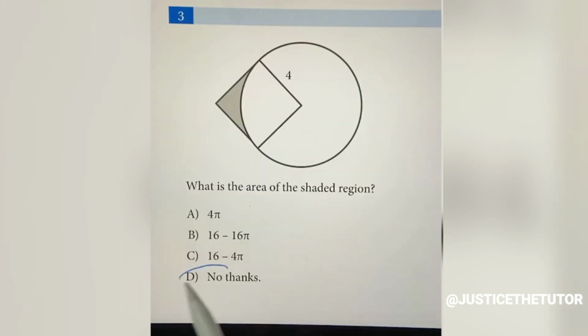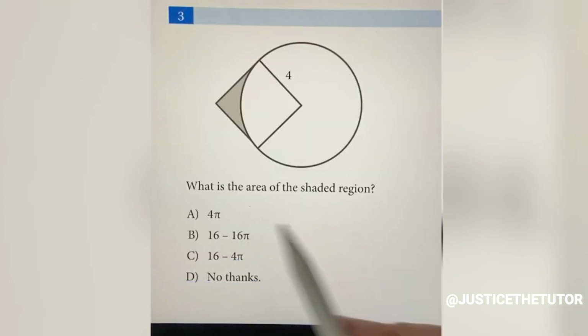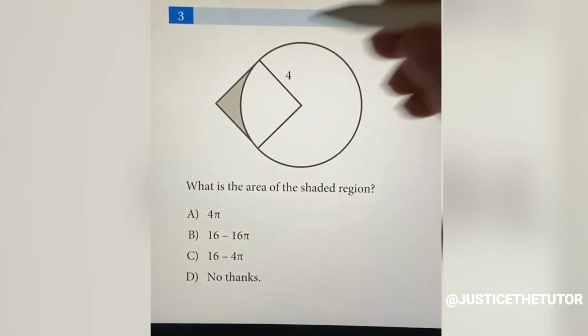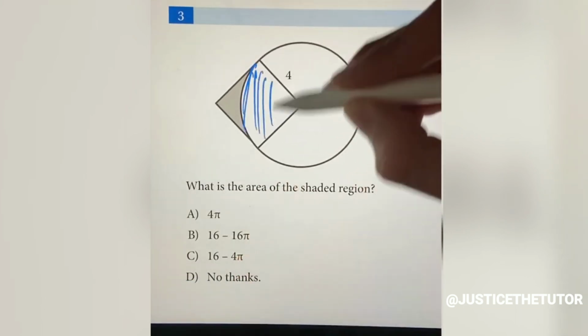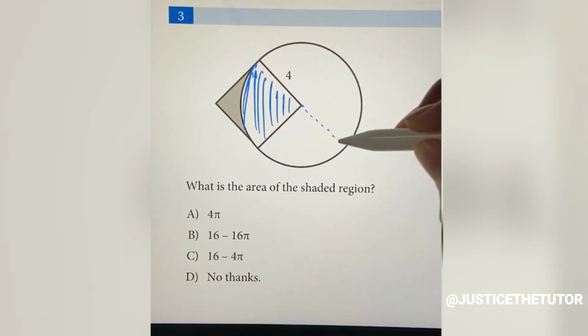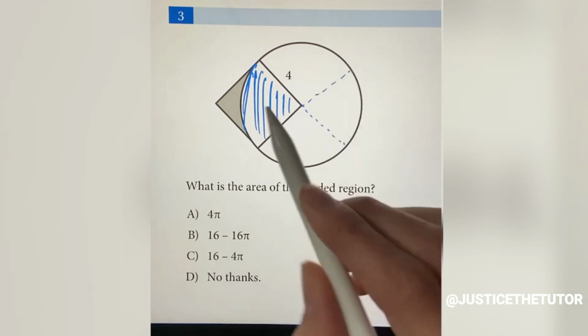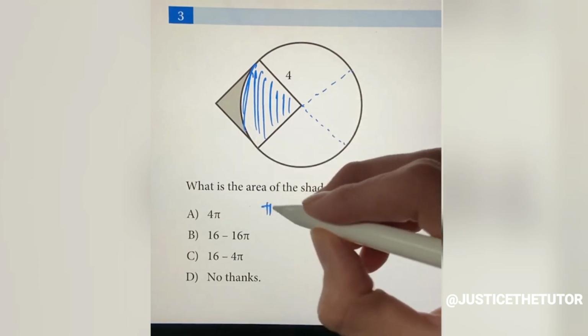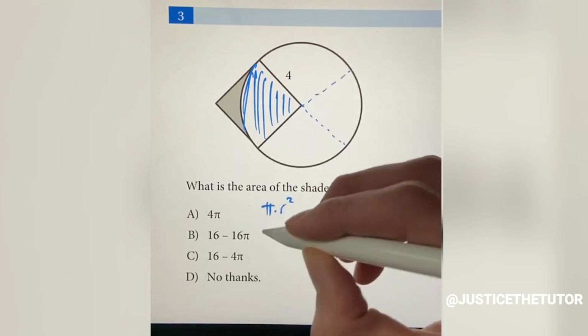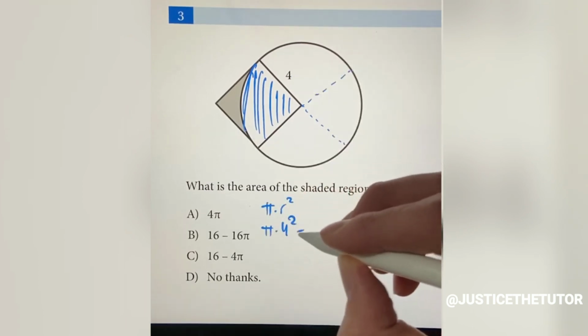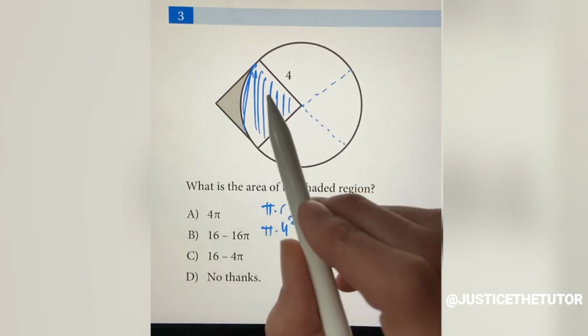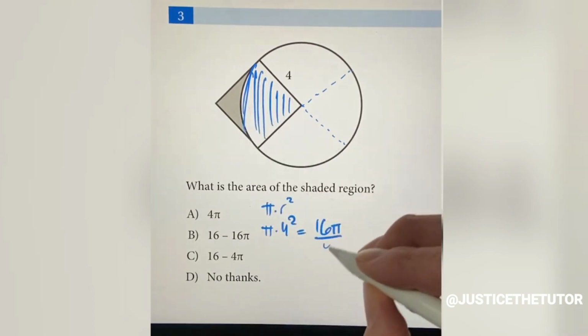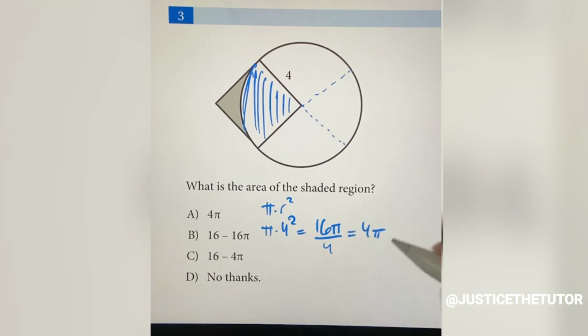So before you circle D, this question is actually a lot easier than you might think. So it's asking for the area of the shaded region. So I'm going to start out just by finding this area here. And if I draw these lines out all the way, as you'll notice, this is just a quarter of the entire circle. So let's find the area of the circle. That's just pi times r squared. Since r is equal to 4, that's pi times 4 squared, which is equal to 16 pi. And since this is a quarter of a circle, we just have to divide this number by 4. So we get 4 pi, okay?